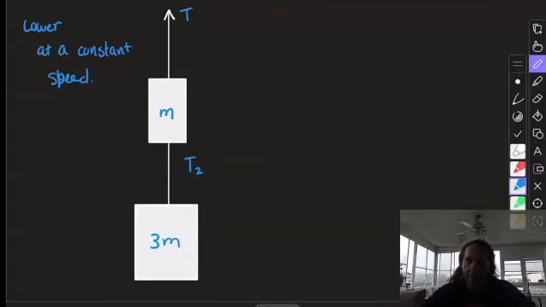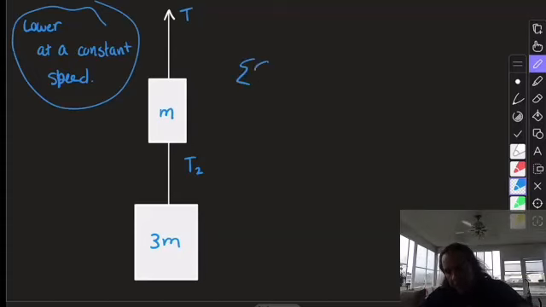If you can't back it up with a known physics principle, if you can't justify it using a physics principle, then you have no justification. We're traveling at a constant speed. Net force equals 0. Tension didn't change. The tension has to be what it was before it was moving, because the net force is 0.